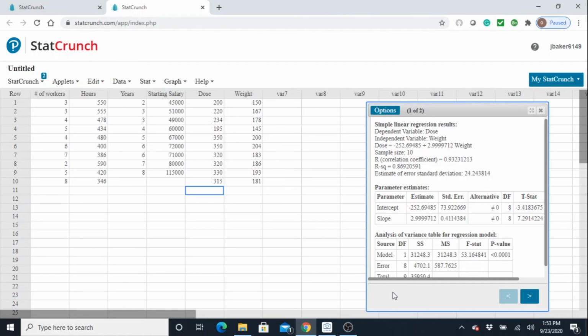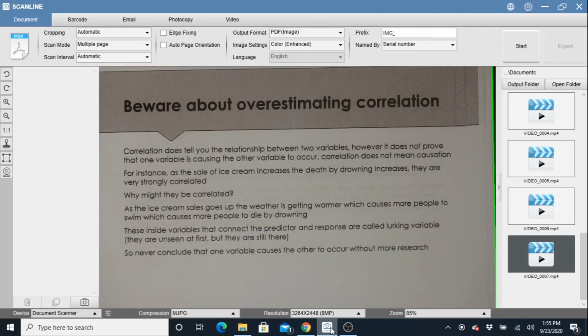Beware about overstating correlation. This is where you see a lot of lawsuits start to happen in regular things. Correlation tells you a relationship between two variables. It does not prove that one variable is causing the other variable to occur. This is a phrase we say: correlation does not mean causation. You may have heard that before. Correlation does not mean causation.